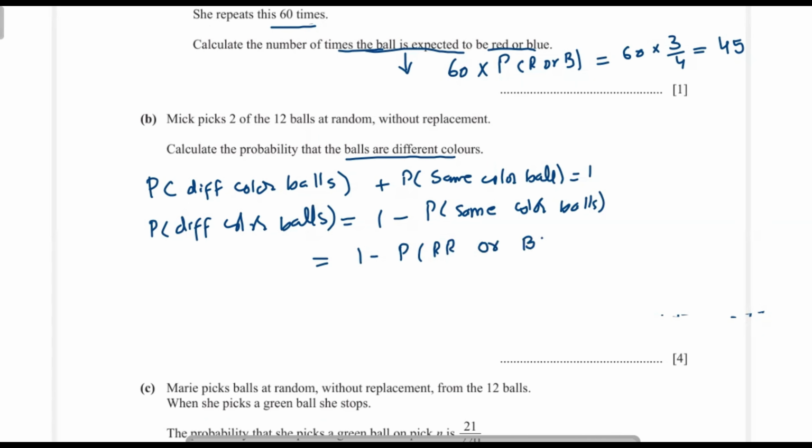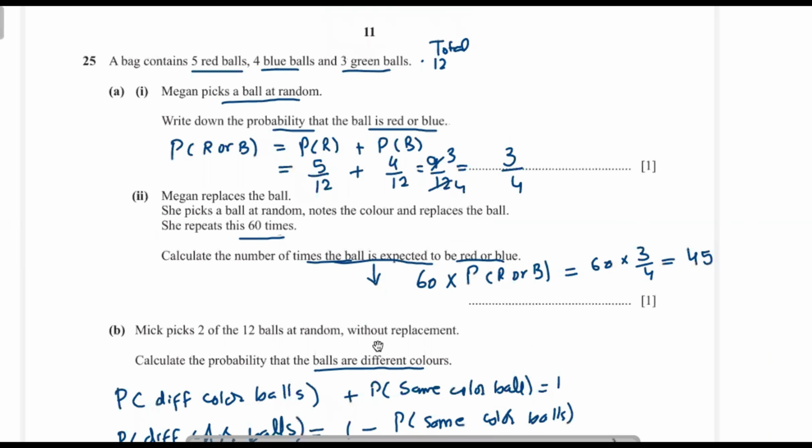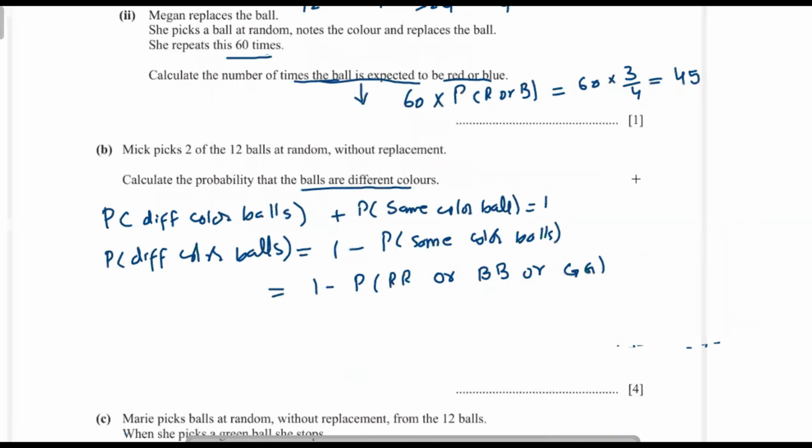blue or the probability of green. Now you can see here the total balls: red balls are 5, blue balls are 4, and green balls are 3. Therefore, the probability of RR if we take two balls without replacement: the first ball is red, that is 5 out of 12. Next, you take the second red ball, one ball will be less, therefore the total becomes 11 and total red balls become 4.